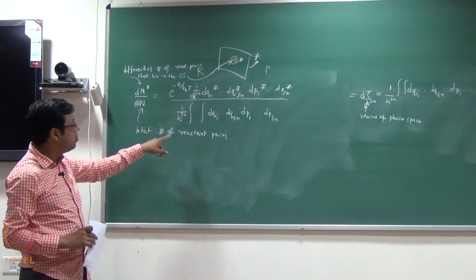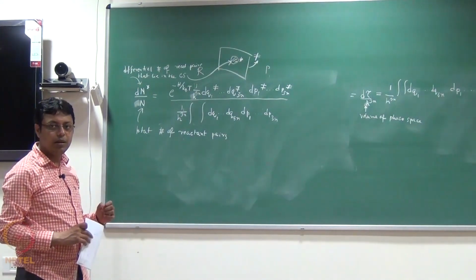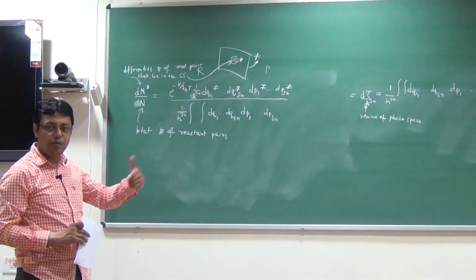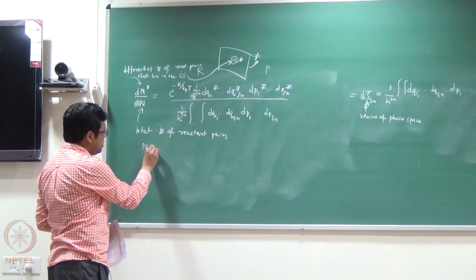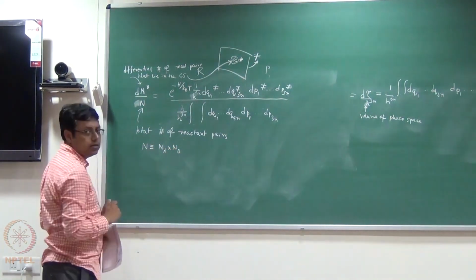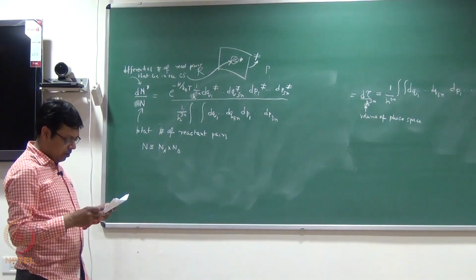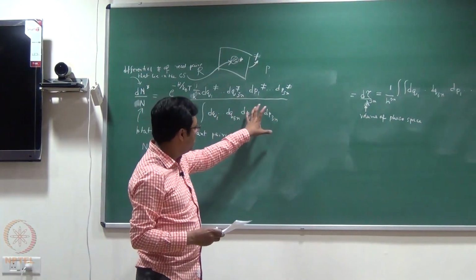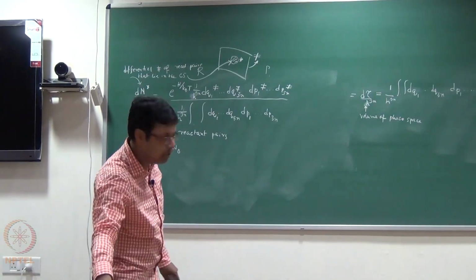Now how do you calculate the total number of reactant pairs? Suppose I have 10 molecules of A and 10 molecules of B. If I calculate the pairs, it will be just 10 into 10, because each A will have 10 B's. So this n is nothing but the total number of A times the total number of B. As simple as that. Clear? Alright. Now let us consider this part. I missed e to the power minus h here.